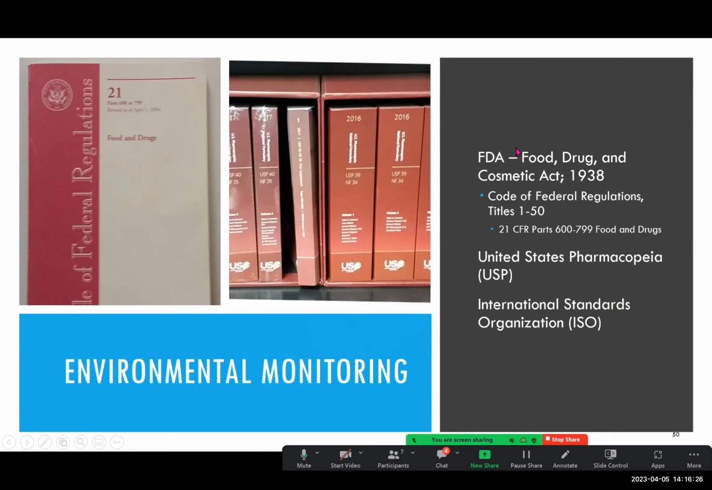So 1938, the FDA Food, Drug, and Cosmetic Act, and our Code of Federal Regulations, Parts 600 to 799, deals with food and drugs. So the FDA monitors the environment as well, the USP, as well as the ISO, the International Standards Organization. This is where we get our ISO classifications from. Since most companies ship internationally, we have our FDA that we have to be accountable to, as well as other regulatory bodies. They all have their different codes on how they want us to monitor the environment.